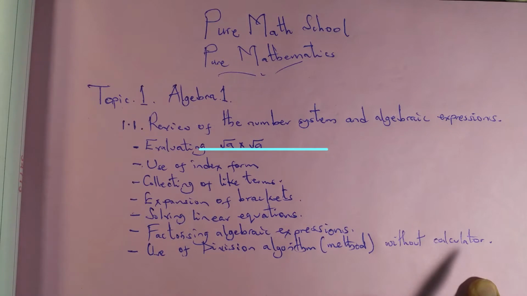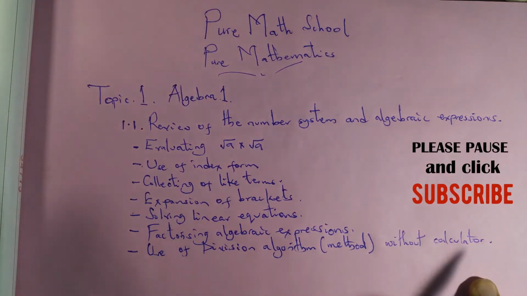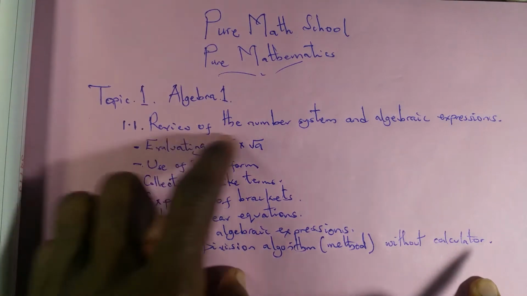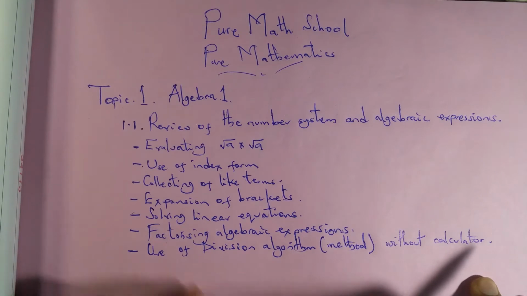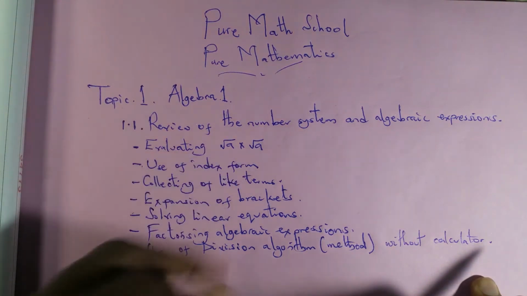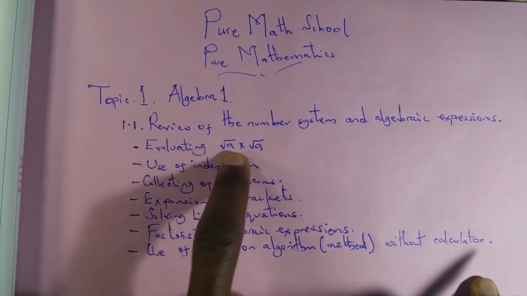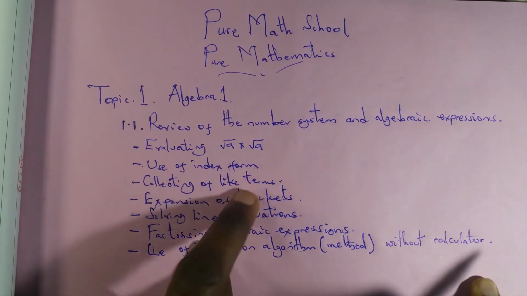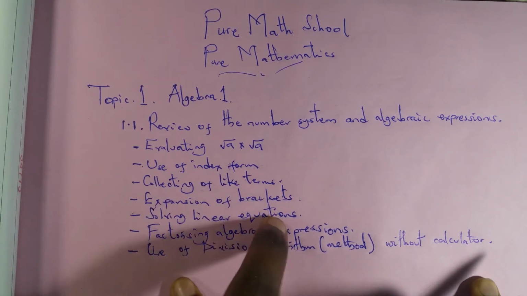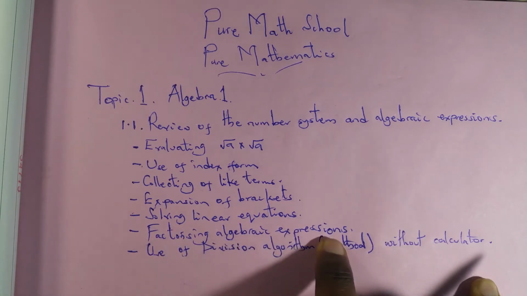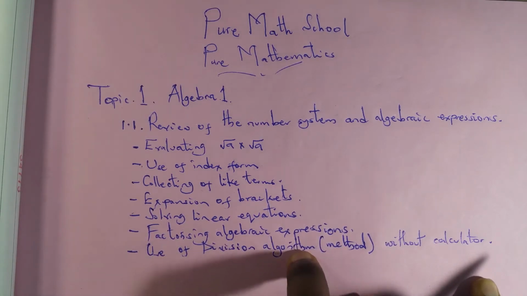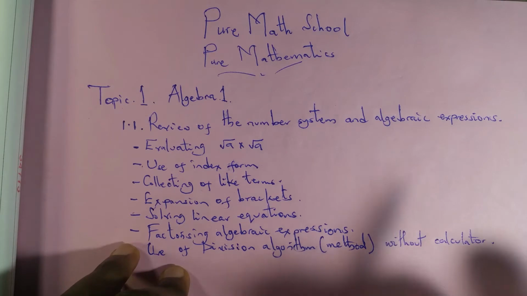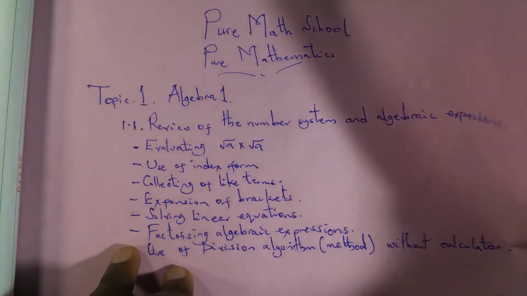Today we are continuing with our first topic, that's Algebra 1. Particularly today we are going to review the number system and algebraic expressions, under which we are going to look at evaluating surds such as root A, applying root A, use of index form, collecting like terms, expansion of brackets, solving linear equations, factorizing algebraic expressions, and use of the division algorithm or method without a calculator. So we are going to be reviewing some questions of what we looked at in our introductory work.